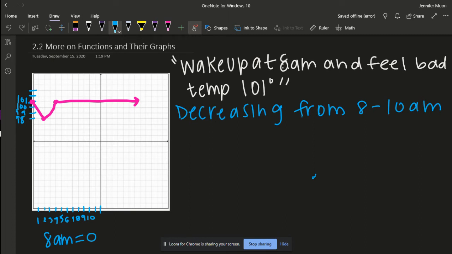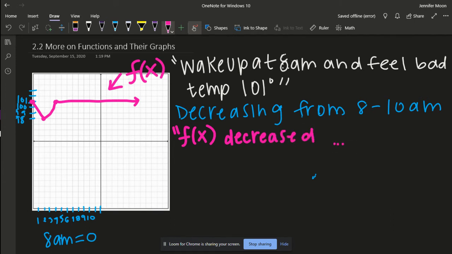Now, writing this in a mathy way, what we would say is that f of x, that's our function, f of x decreased, and what we put here is the x interval that it decreased on, which was from the time I woke up for the next 2 hours, from 0 time at 8 a.m. all the way to 10 a.m., which was at x equals 2.